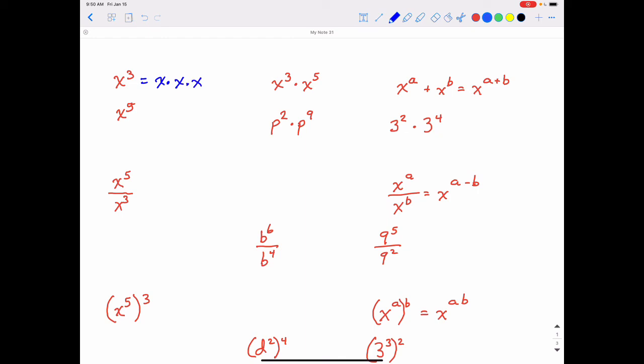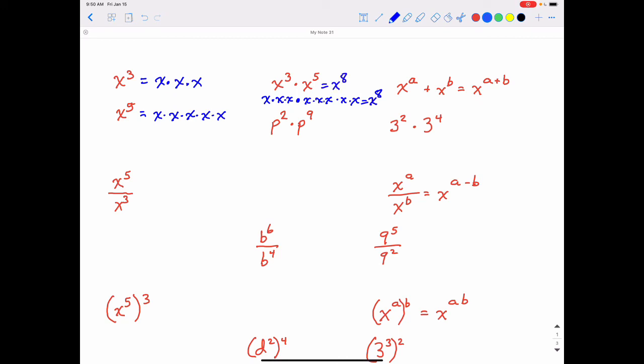What about x to the fifth? What does it literally mean? It literally means x times itself 5 times. So x to the third times x to the fifth would mean you would have 3 x's times 5 x's, which would give you a total of 1, 2, 3, 4, 5, 6, 7, 8 x's. So instead of writing all those x's out, we could just add the exponents together to get 8.